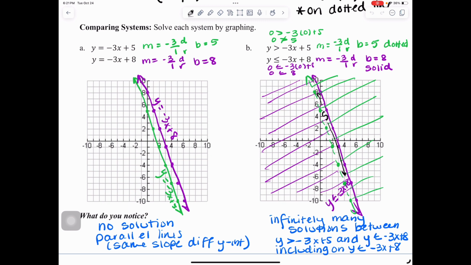So that concludes your lesson on solution sets to simultaneous inequalities.